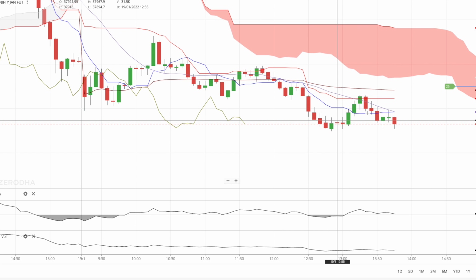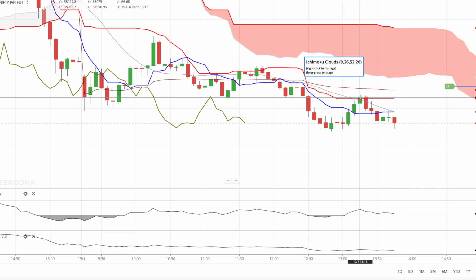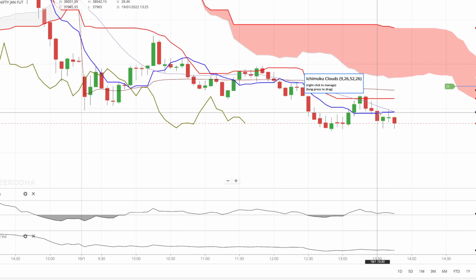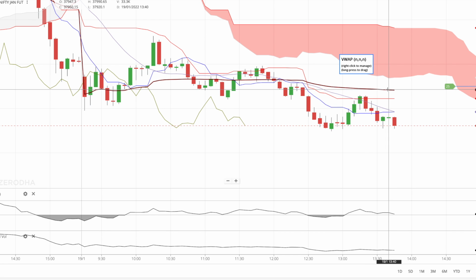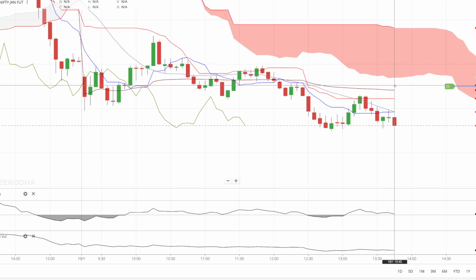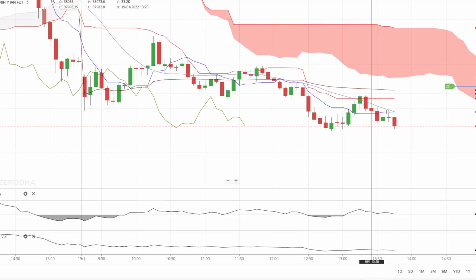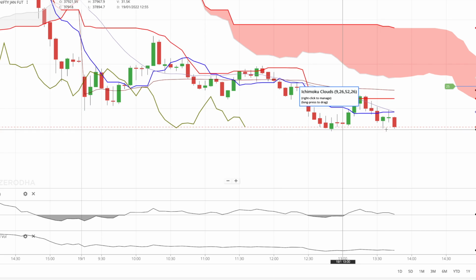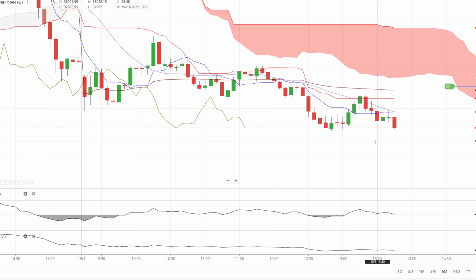So my short got stopped out because price closed above the VWAP over here. But I have re-entered the trade with the VWAP as the trailing stop loss, and my target is still intact.